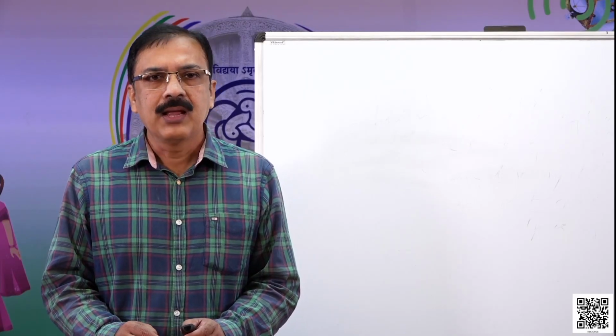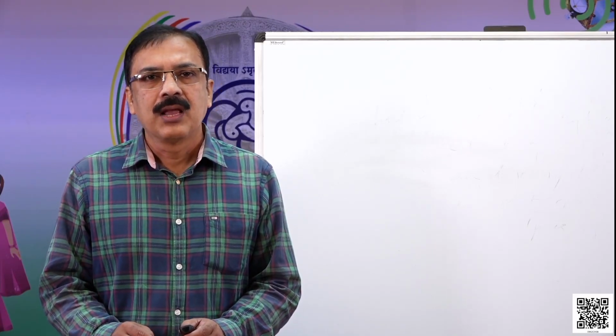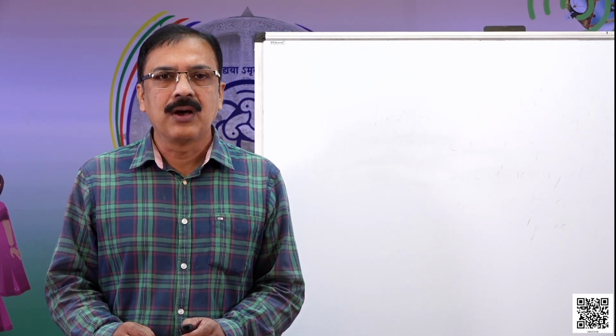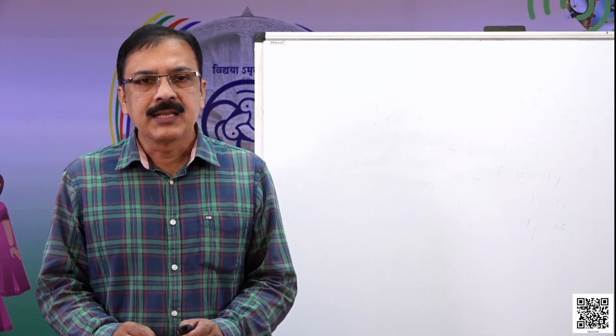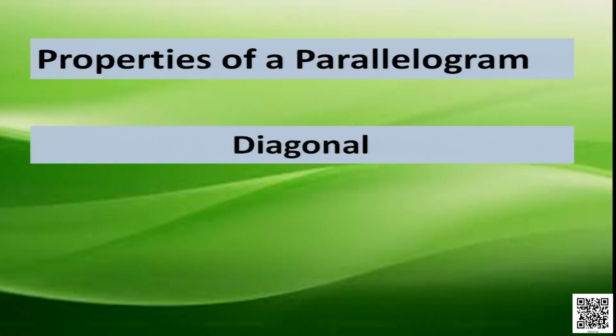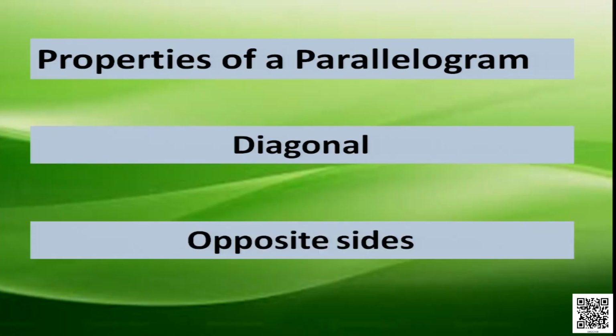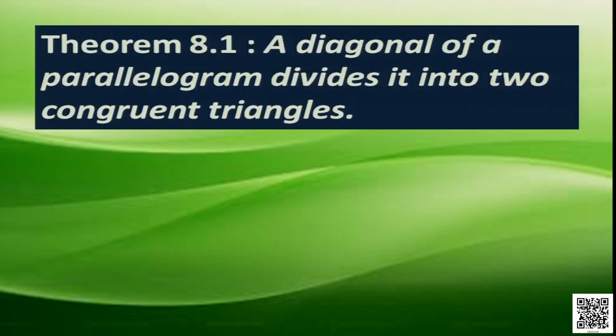Now, today we are going to discuss some more properties of quadrilaterals. One is based on diagonals and the other is based on opposite sides. Let us start with one of these properties by a theorem. Theorem 8.1: a diagonal of a parallelogram divides it into two congruent triangles.